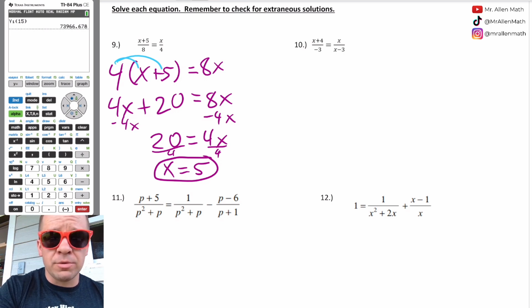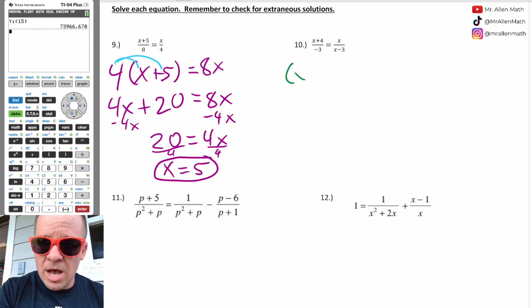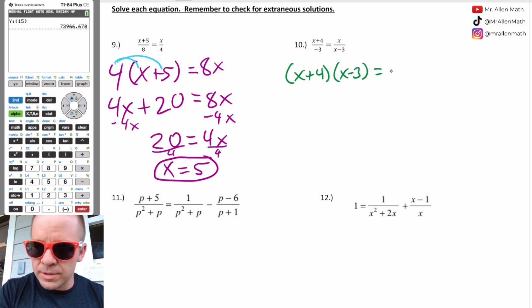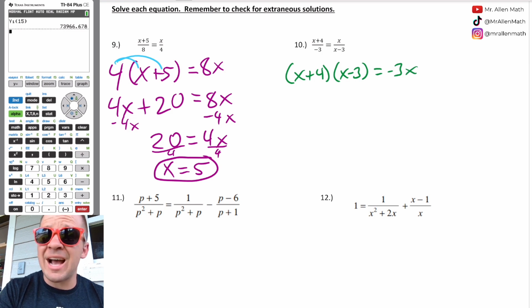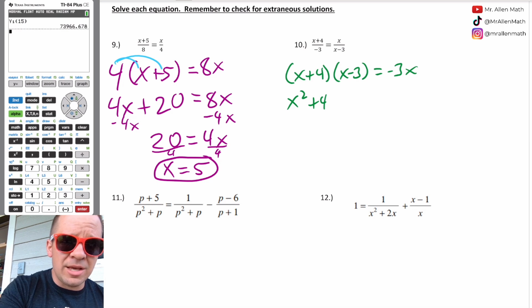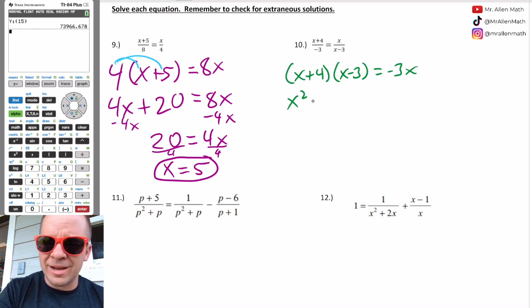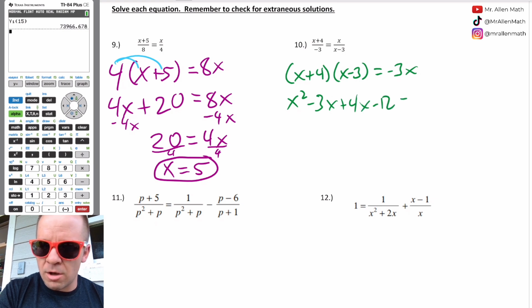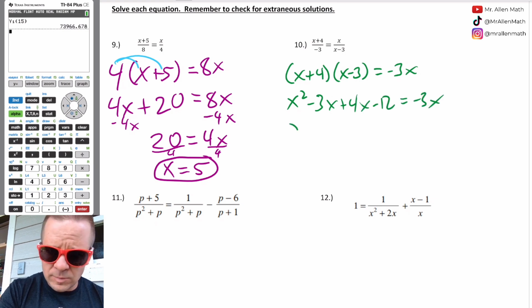Again, a fraction equals a fraction, so I can cross multiply. I'm going to have x plus 4 times x minus 3 equals negative 3x. Now, my left side, I got to FOIL that bad boy out. X squared plus, let's go with the x distributing first, all right? I don't want to confuse anybody. Minus 3x plus 4x minus 12 equals negative 3x. So x squared, let's see here, plus x minus 12.